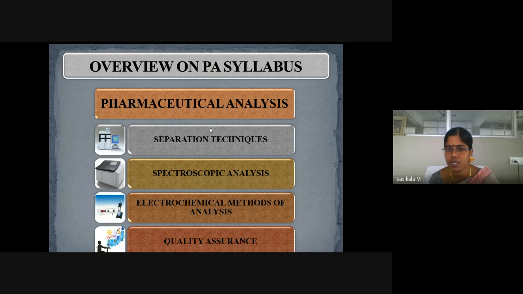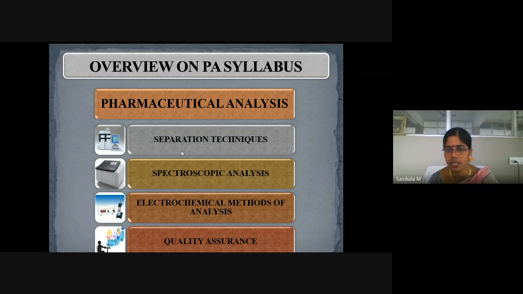Separation techniques are carried out by using the instrument called chromatograph. Instrument name is chromatograph. So chromatographic techniques are nothing but separation techniques. Why is it known as separation techniques? We will be separating a mixture of drug substances into individual molecules by separation techniques.